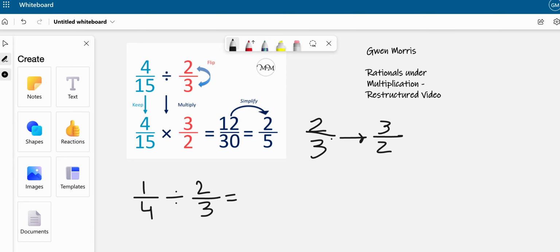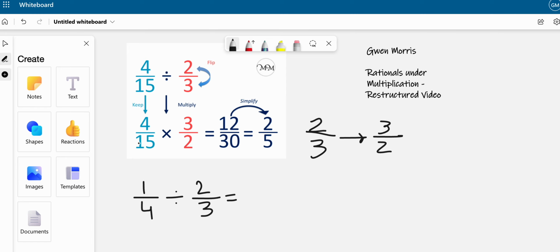And keep in mind, if I were to multiply 2/3 by 3/2, it would come out to 1. So by definition of multiplicative inverse, the inverse of a number, if you multiply it by that original number, will come out to 1.